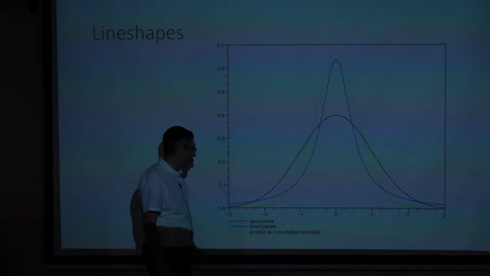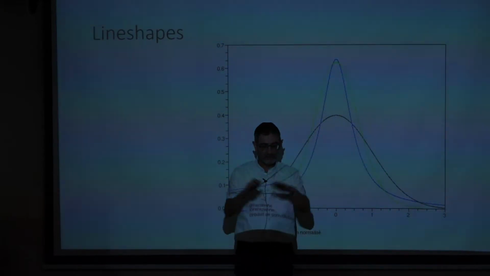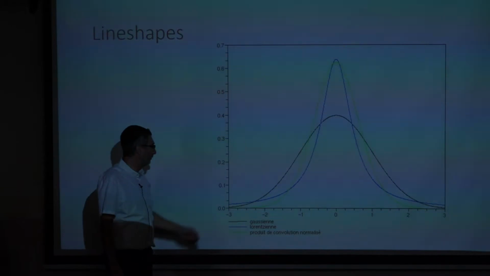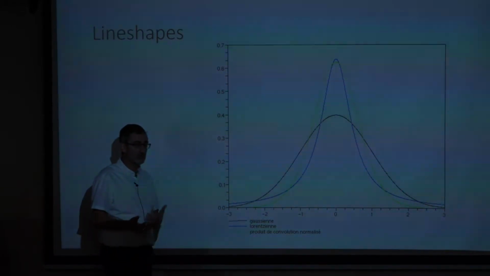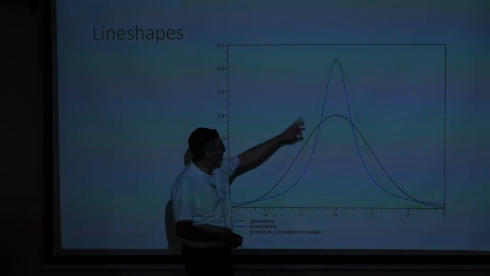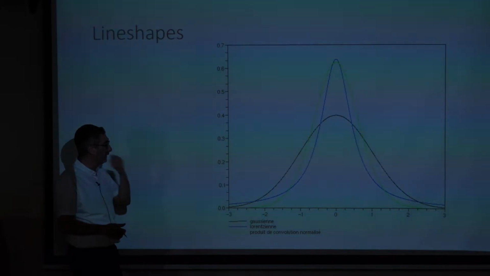Compared to the Gaussian here, which is the black curve. So the Gaussian curve is more like a bell curve. Okay, and if you have a function which is a mixture of the two of them, you get this kind of green curve, which is like in between the Gaussian and the Lorentzian. So keep that in mind.